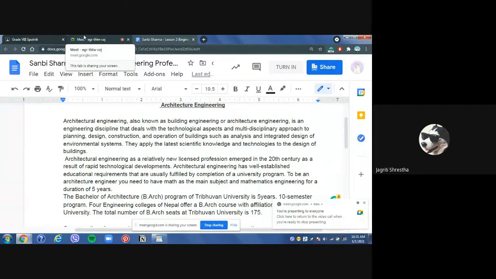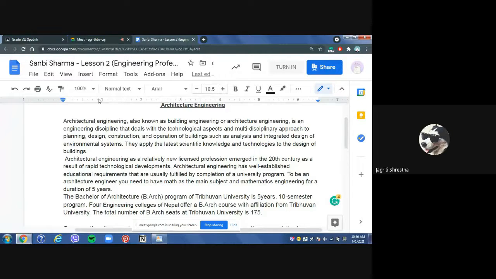Architectural engineering, also known as building engineering or architecture engineering, is an engineering discipline that deals with the technological aspects and multidisciplinary approach to planning, design, construction, and operation of buildings, such as analysis and integrated design of environmental systems. They apply the latest scientific knowledge and technologies to the design of buildings.